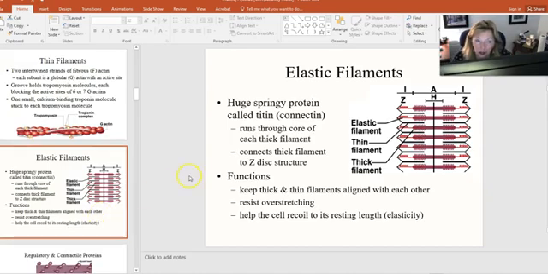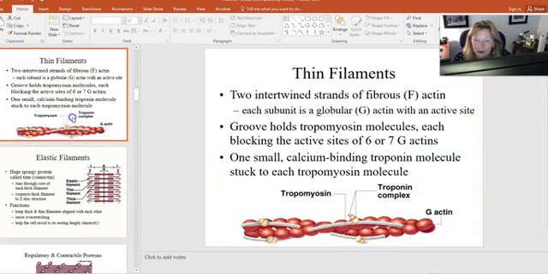And then there's also part of the story, I'll tell you these names now so it won't seem so foreign in the story. There are two proteins known as regulatory proteins, meaning they're going to regulate how often cross bridges can form between actin and myosin. These regulatory proteins are tropomyosin and troponin.